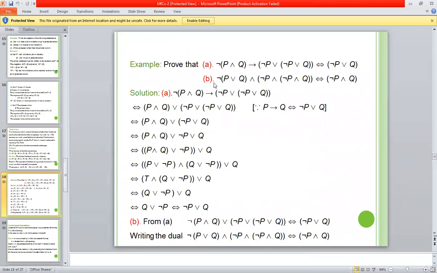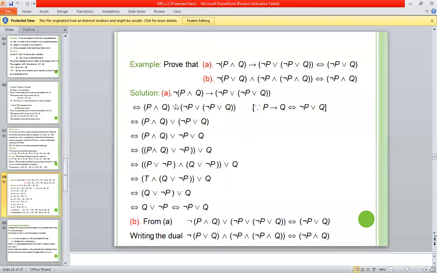So, problems. Prove that: first one, negation of (P and Q) implies (negation P or (negation P or Q)), which is equivalent to negation P or Q. And second one, negation of (P or Q) and (negation P and (negation P and Q)), which is equivalent to negation P and Q. Okay.